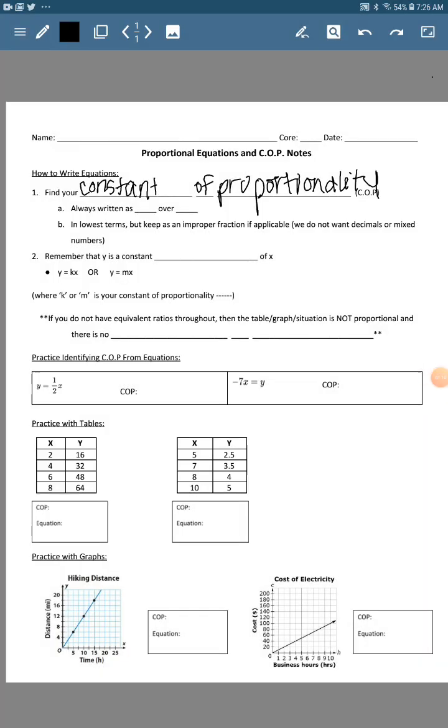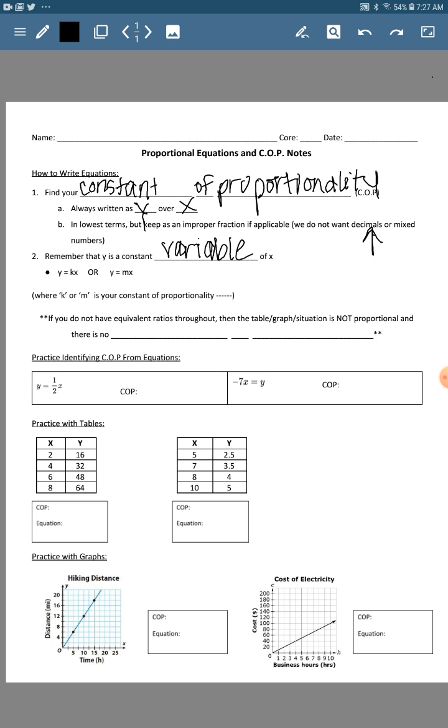Okay, and then we are always going to write our constant of proportionality as y over x. So make sure we have it as y over x here. It says in the lowest terms, but keep as an improper fraction, so you want to make sure that it's in lowest terms, keep as an improper fraction, and then you do not want to write it as a decimal or mixed number. However, I'm okay with it written as a decimal, and you'll actually see some equations written as a decimal also. Okay. Number 2, you want to remember that y is a constant variable of x.